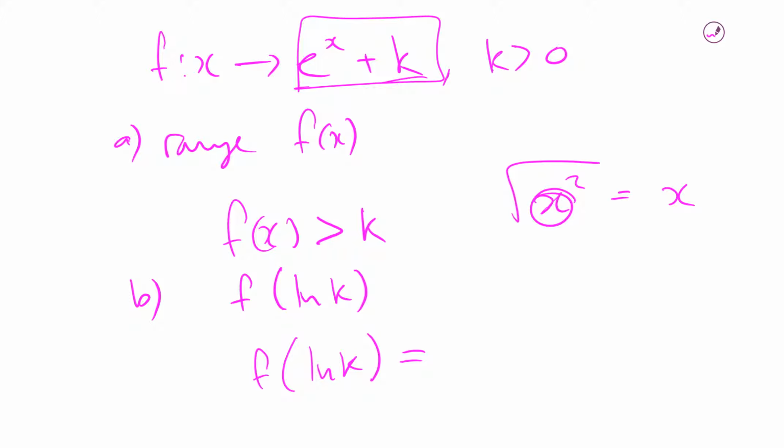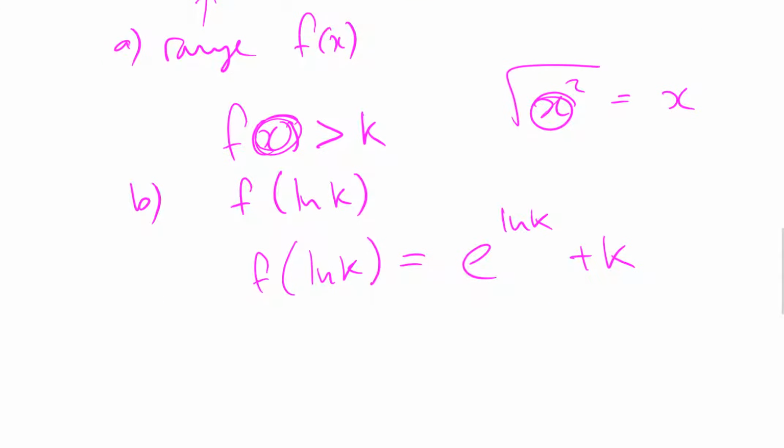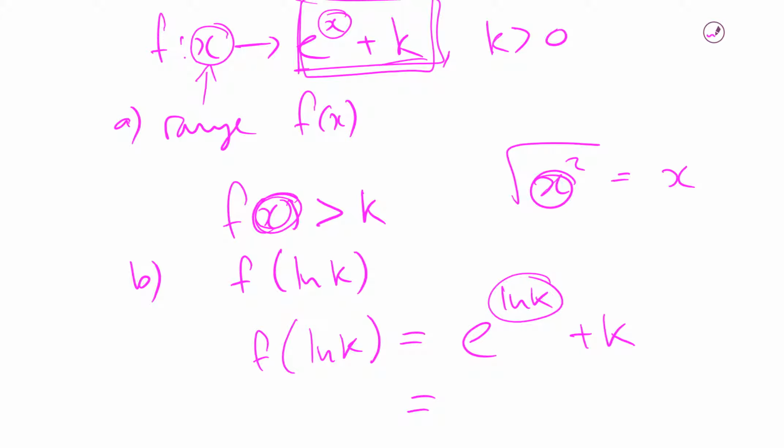So we're saying ln k replaces the x. When you say f(x), it means if I take an input x, out will come this stuff here. So if I input ln k instead of the x, I'm going to do e to the ln k plus k. So what would that equal? Do you understand that? I replaced the x with the ln k.